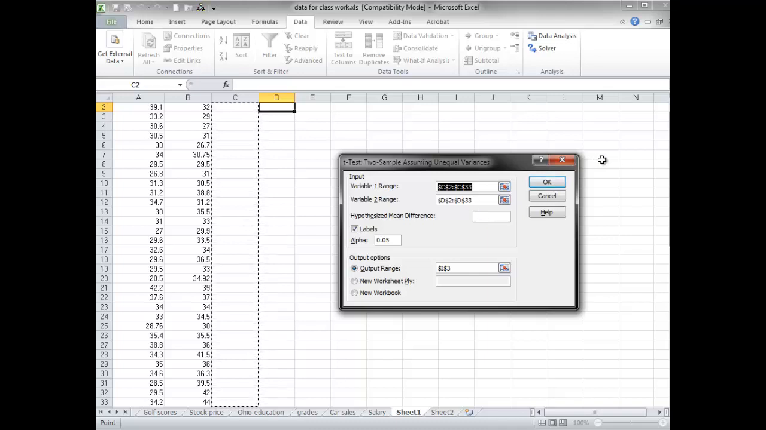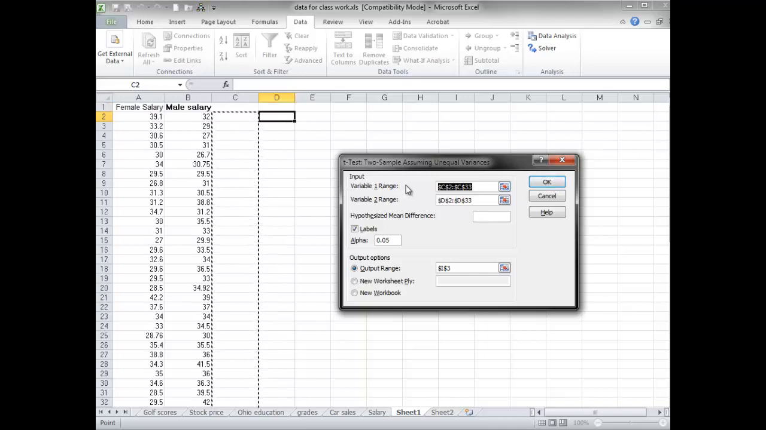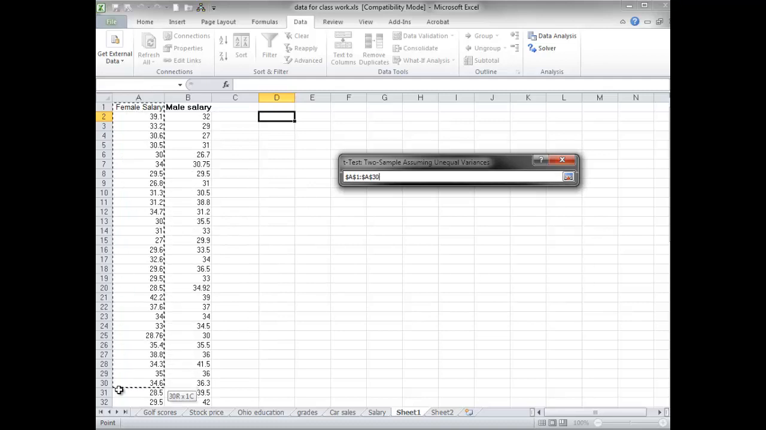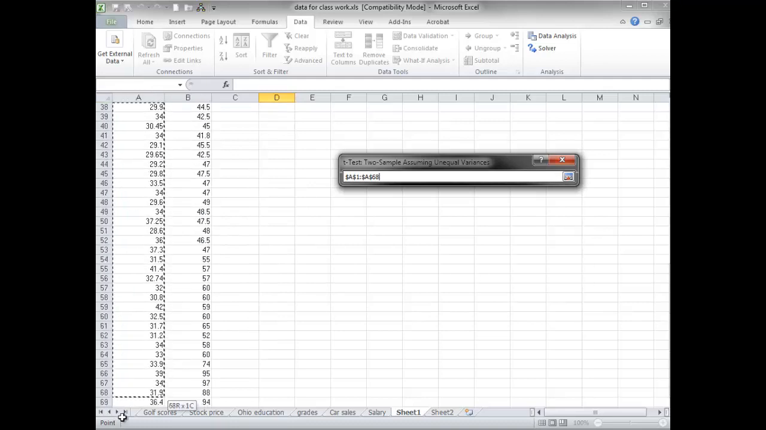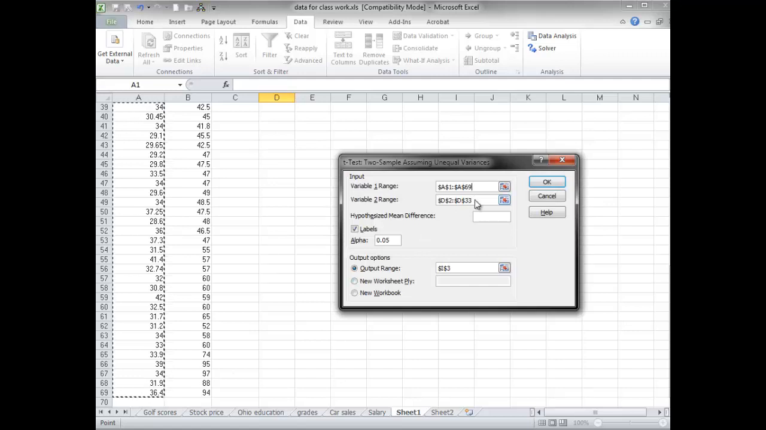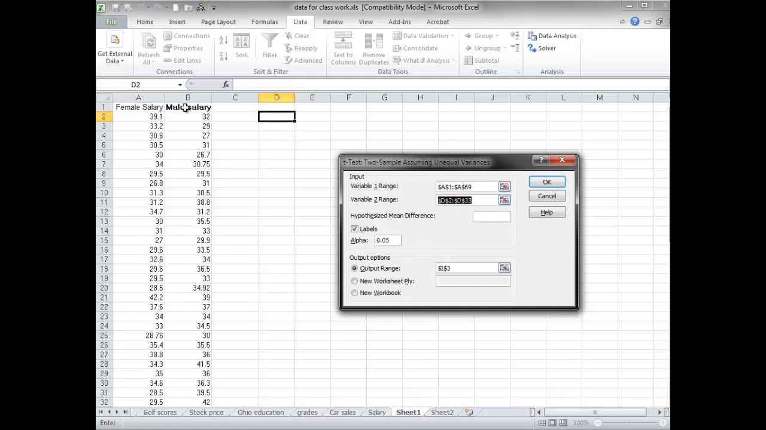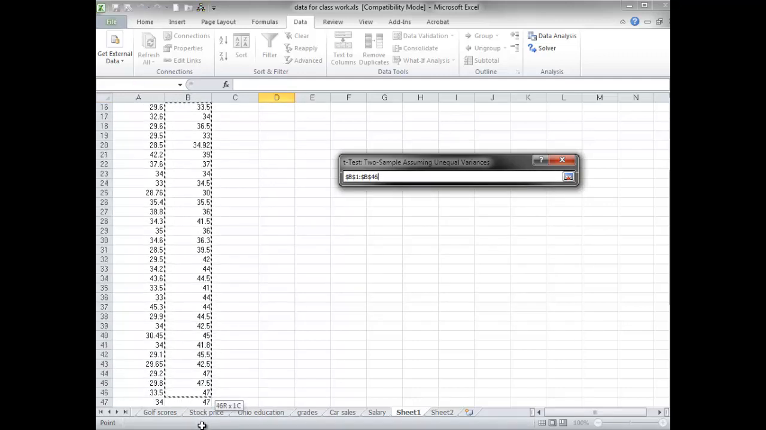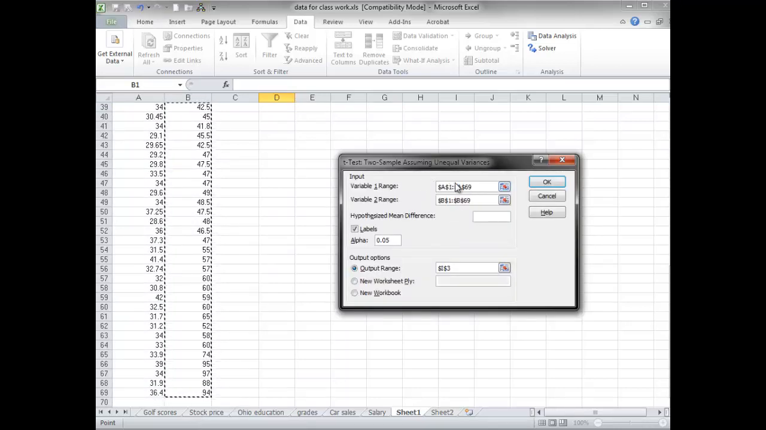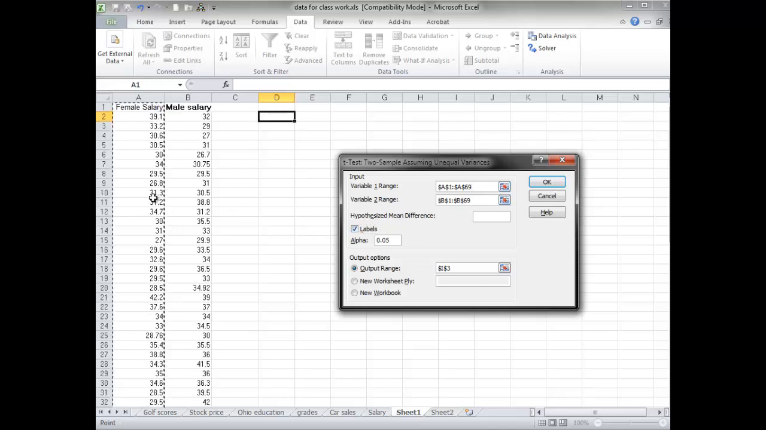The actual running of the tool is actually pretty simple. Variable 1 range is the female salary range all the way down to 69. Variable 2 range is the male salary range. So the two columns that I'm going to be comparing. Okay, so A1 through A69, B1 through B69. I click on the box that says labels because at the top of my data set over here, you can see that I have labels.